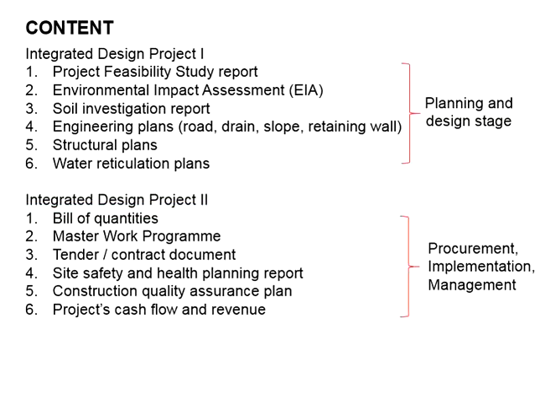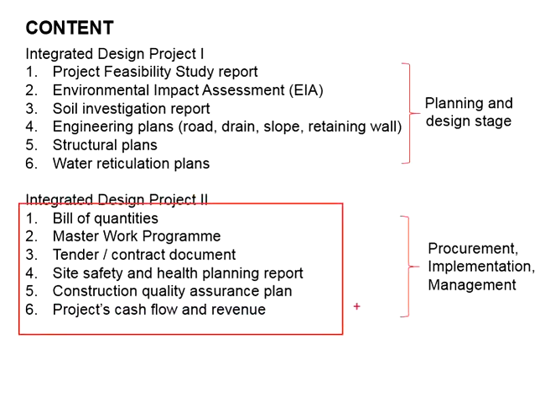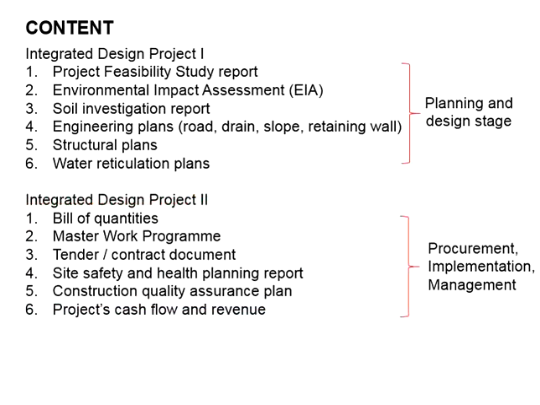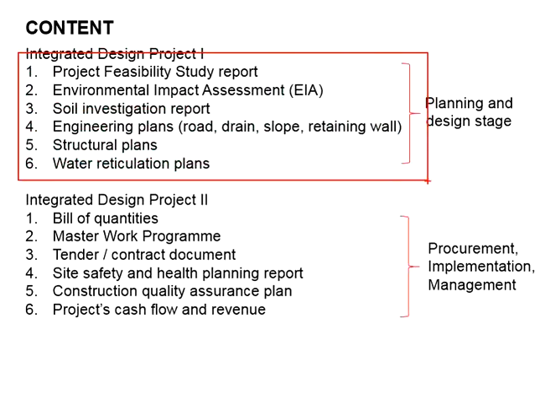After completing these scopes, the students will need to produce the following in the second semester of the integrated design project. Among the scope include the bills of quantity, master work program, tender or contract document, site safety and health planning report, construction's quality assurance plan, as well as the project cash flow and revenue. In order to produce this, the students will have to refer to the design and the planning outcome done in the previous semester.